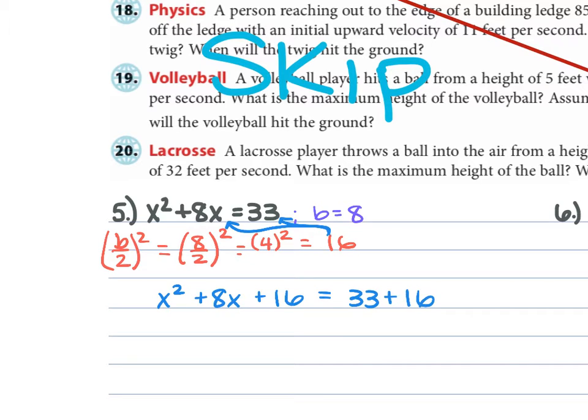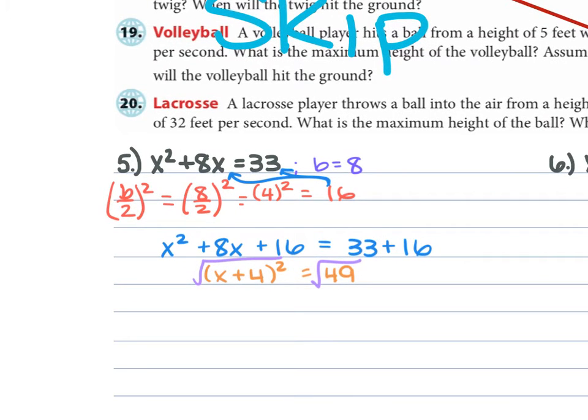We're going to factor the left side, add the right side. When we factor the left side, we're going to have x plus 4 squared. When we add the right side, 33 plus 16 is 49. So from here, we're going to take the square root of both sides. Remember, when we take the square root of that 49, we're going to get plus or minus 7. So we want all possible solutions here. So we have x plus 4 is equal to plus or minus 7.